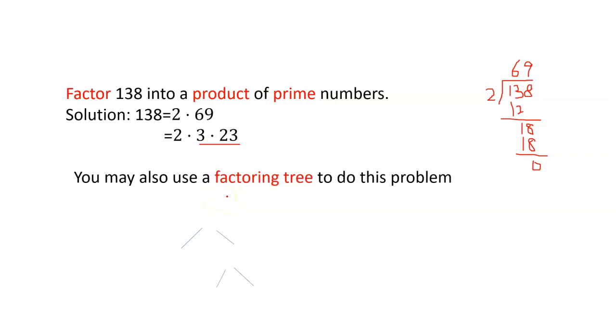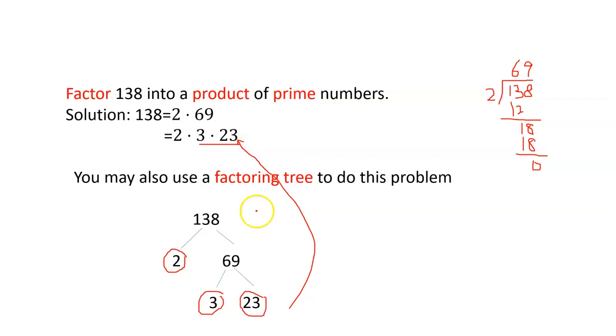You can also use the factoring tree to do it. So start with 138 as the root. Break down 138 as 2 times 69. And 2 is a prime, so you can circle it, which tells you that you don't have to break down 2. But 69, we do have to break down as 3 times 23. And I'm going to circle 3, prime, circle 23. And this is the final answer. And again, remember, if you use the factoring tree, make sure you rewrite your final answer as 2 times 3 times 23.